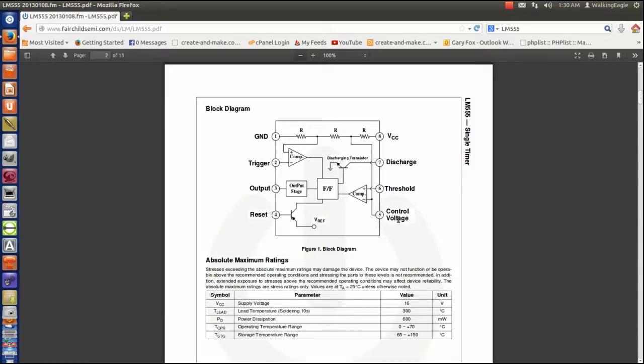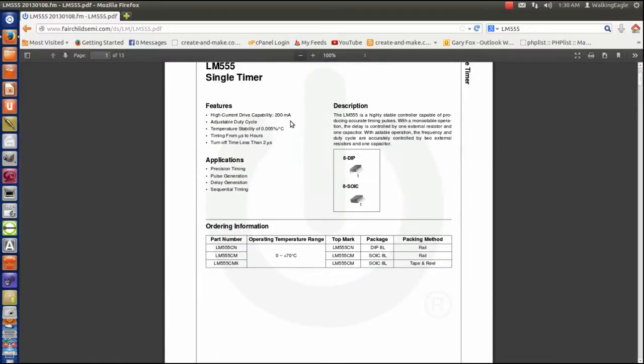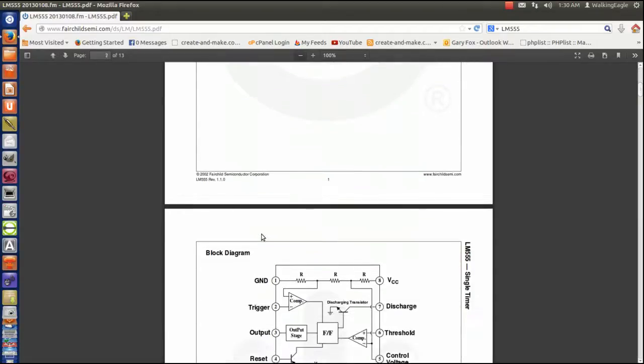We have this value here called control voltage, which is pulled at two-thirds of the VCC voltage, because we can assume that these R values are all the same. And that's one we have to deal with sometimes. We have an output stage, so it's going to amplify the output and give it a little bit more current. Somewhere at the top it said that it can supply up to 200 milliamps, which is quite a bit of current really for a chip.